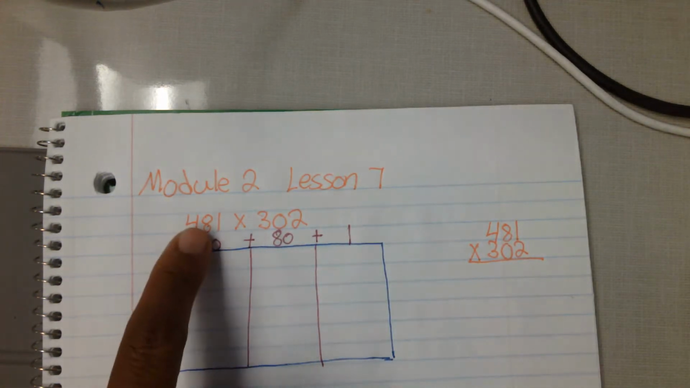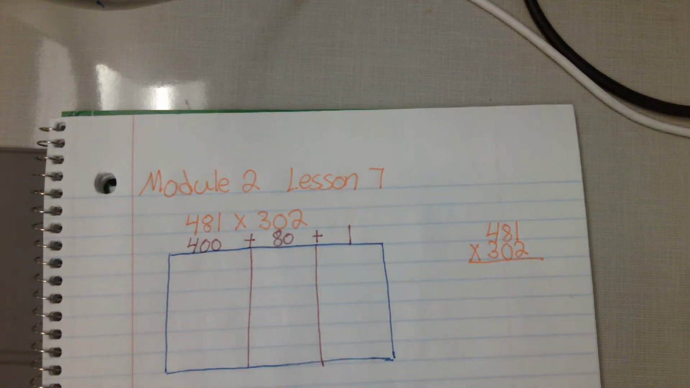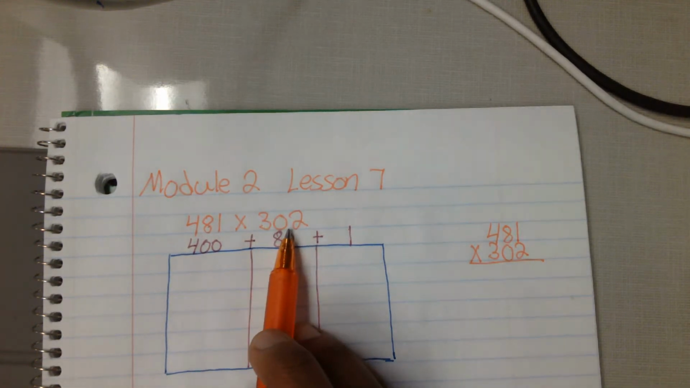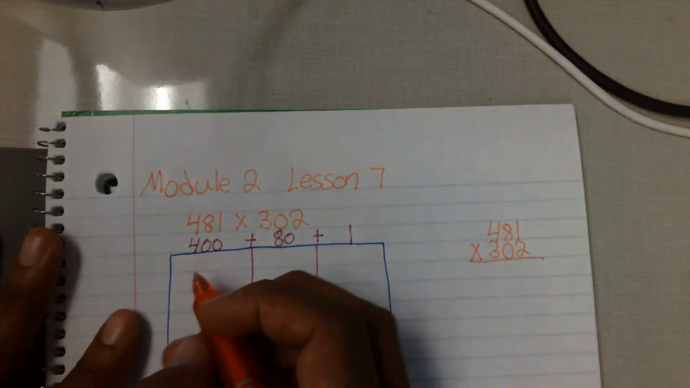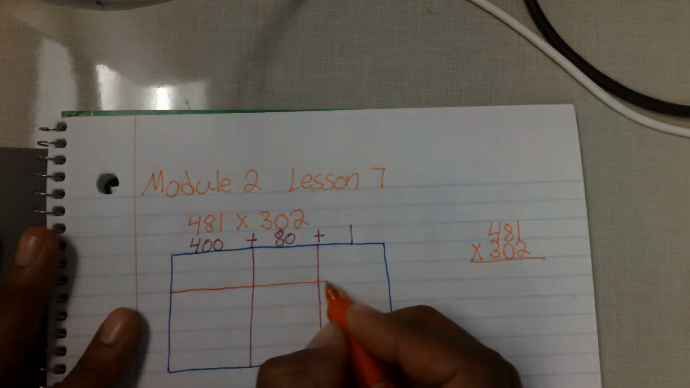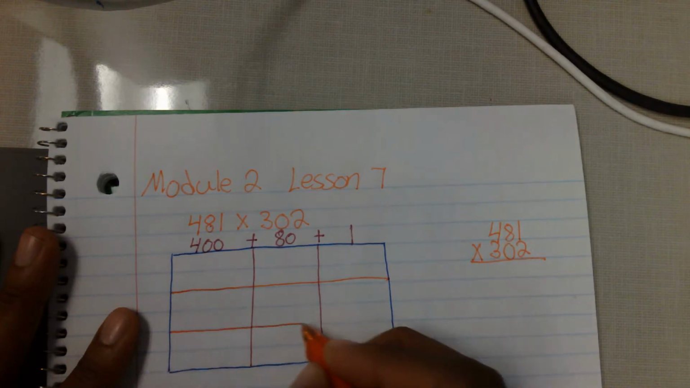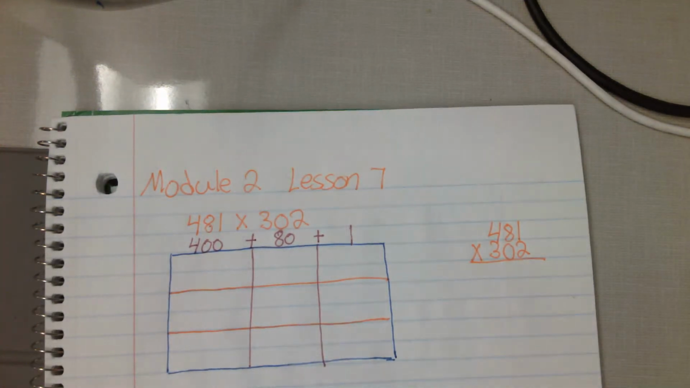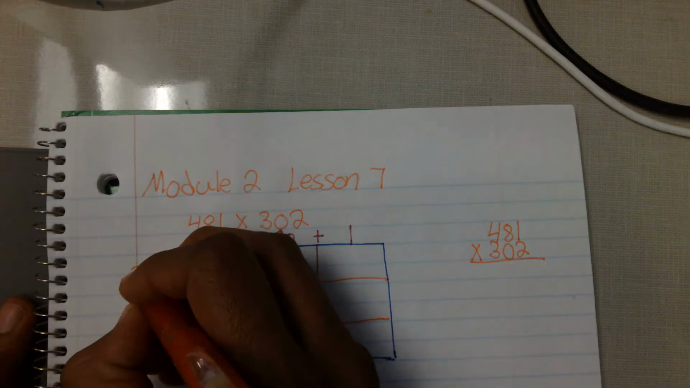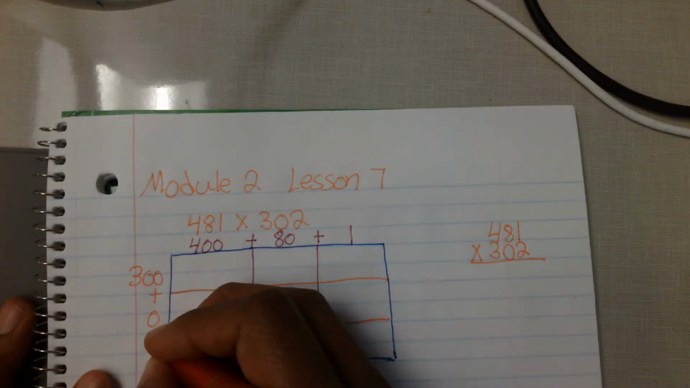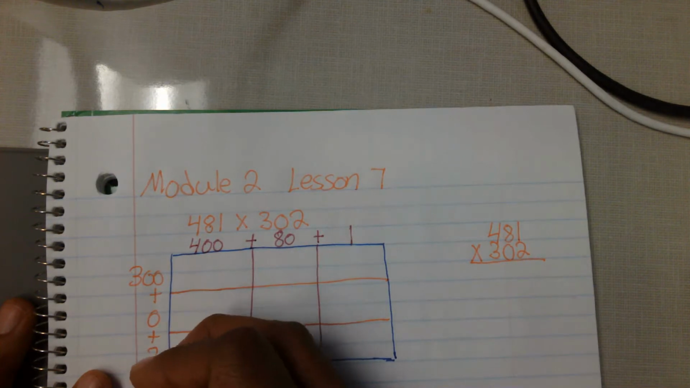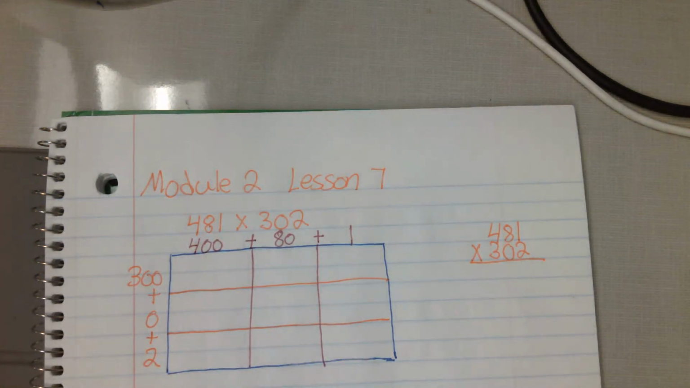So again, our first number goes across the top. Then I'm going to look at my second number here, 302. There's 3 digits again, and so I'm going to write 2 lines, 1, 2, and I'm going to separate my place value out. My 3 represents 300. My 0 represents 0. And my 2 represents 2.